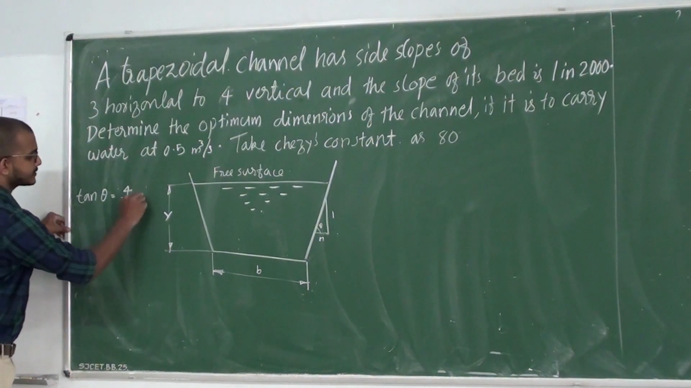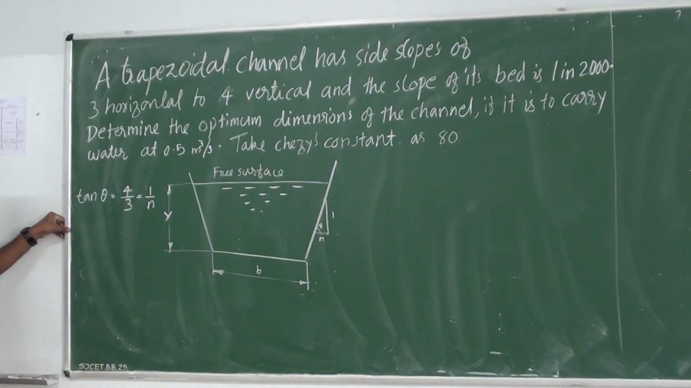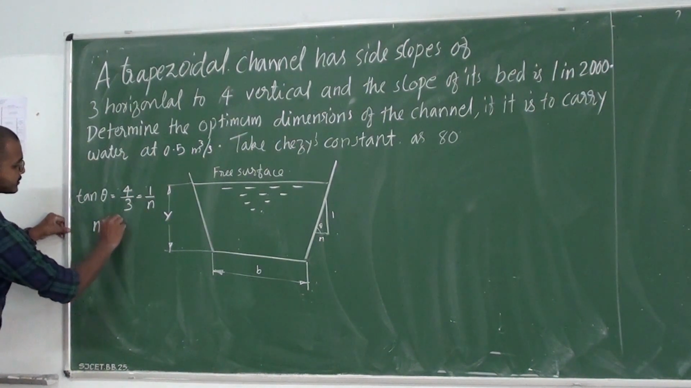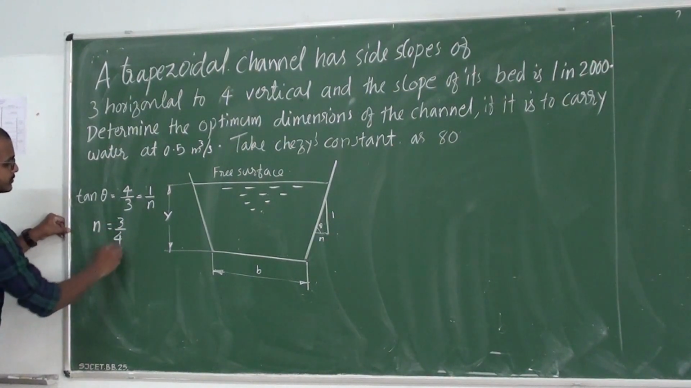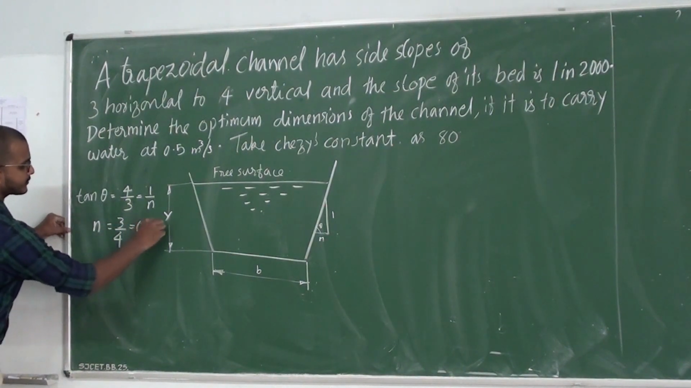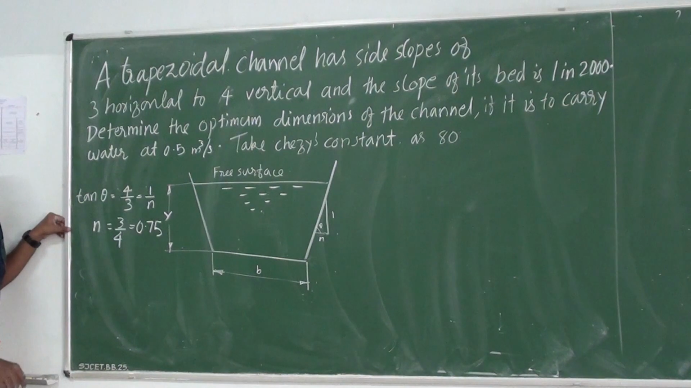So, what is tan theta? Tan theta is 1 by n. That means n is equal to 3 by 4, that is 0.75. So, n is 0.75, 3 by 4.